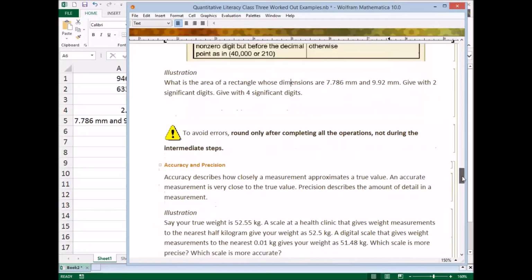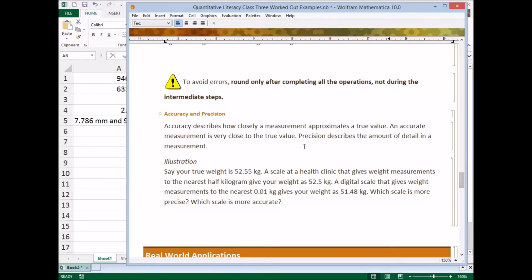Okay. So here's the definition of accuracy and precision. Accuracy describes how closely a measurement approximates the true value. So the accurate measurement is very close to the true value. Precision describes the amount of detail in the measurement. So how precise is it?